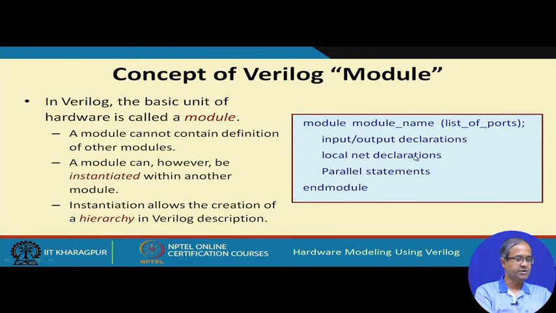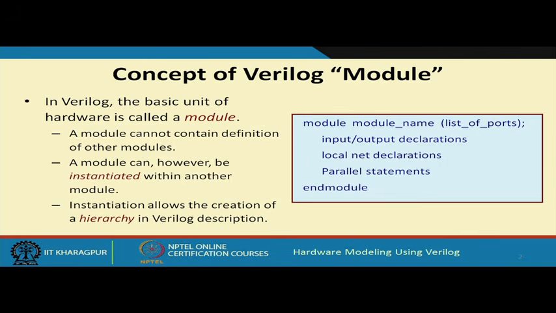Then inside your design you may require some temporary connections, like in the gate level netlist of the sum and the carry that we had shown, you recall there some temporary signal lines, wires, were used. Those are these local nets. And after that there will be some statements.